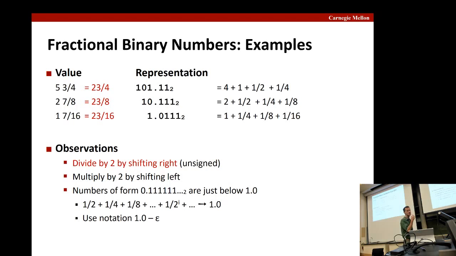All right, and so here are some more examples. If you look at that first one, you see that 5 3/4 can be represented as 101, which is 5, and then this again is a half, and that's a quarter. So it's 5 plus a half plus a quarter, which is 5 3/4. And similarly, we can represent 2 7/8 and 1 7/16, and it works out to be as shown.